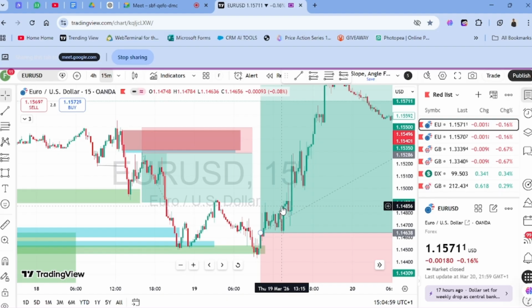And do not forget, this is the demand level. And I've gotten my confirmation to buy. I should not be selling at the end of the day. I got this bullish candle. I saw that the dollar was selling hard. Then I saw this wick.